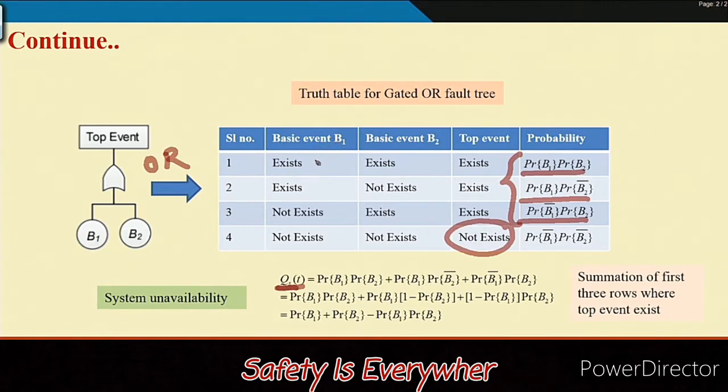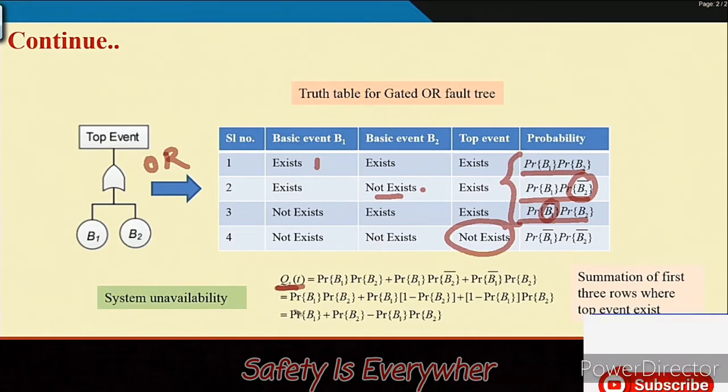So, if B1 exists, the probability is the probability of B1; if B2 exists, the probability of B2; if it does not exist, B2 bar, so that is why B2 bar is here, and here B1 bar is there, and B1 bar is nothing but 1 minus B1. So, that combination ultimately leads to this probability.